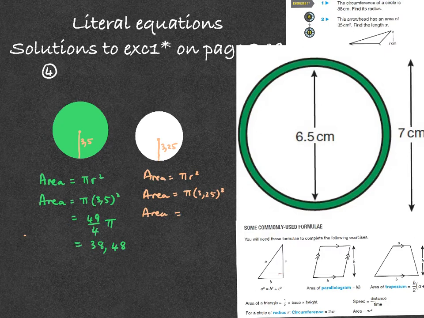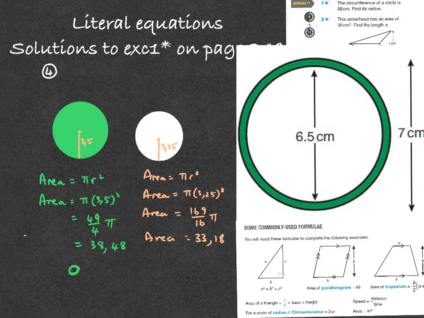Yeah, the area of the green circle is pi r squared, so pi times 3.5 squared. You should get 49 over 4 pi, which is equal to 38.48. The area of the white circle is pi r squared, pi times 3.25 squared, which is 169 over 16 pi, so you get 33.18. So that's how you work out the areas of those two circles.